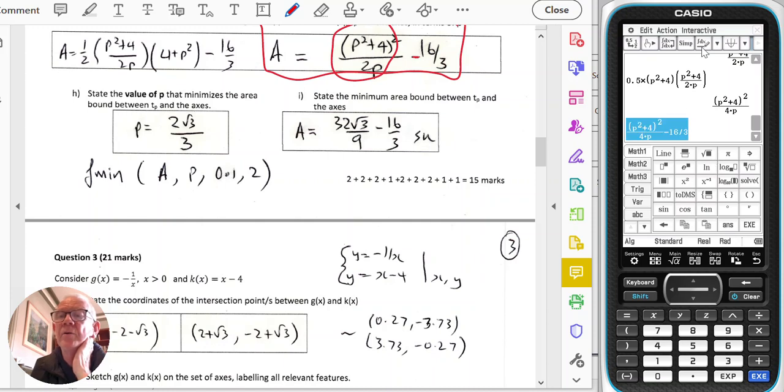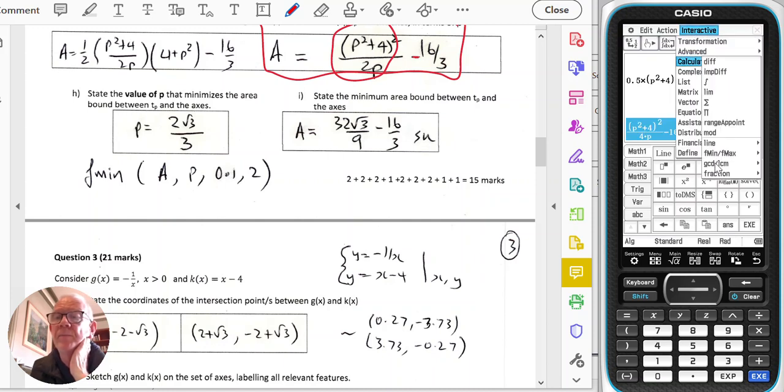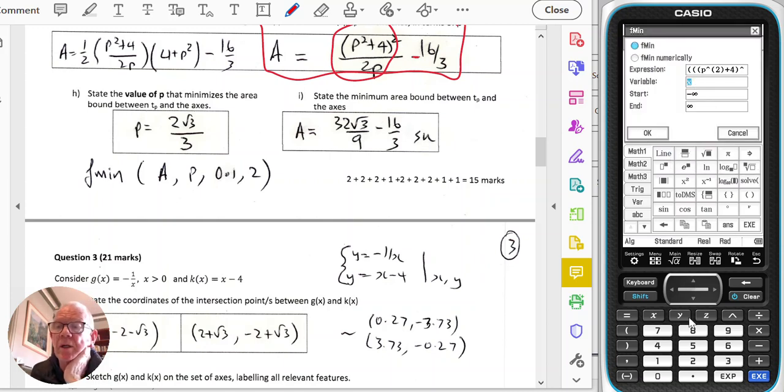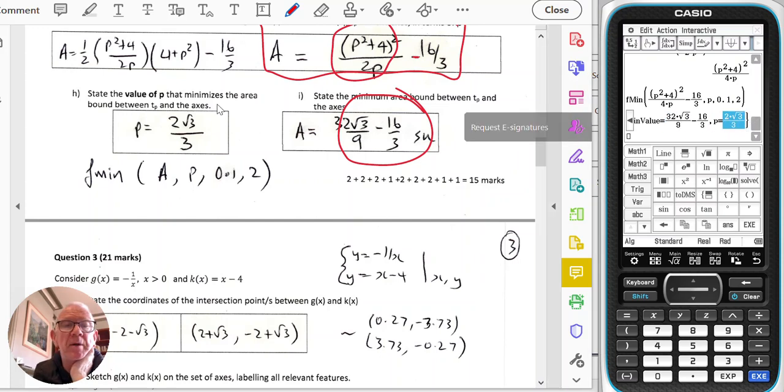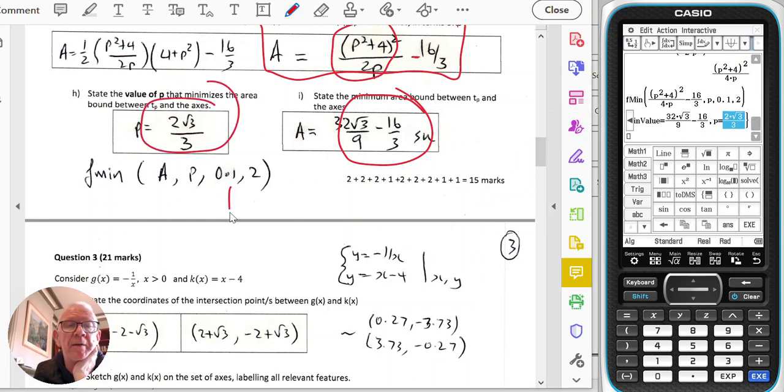And if I want to find the minimum, I'm going to take this expression and I'm minusing 16 on 3. And I would like to do interactive calculation, fMin, but my fMin will be about p, not about x. And my lowest value won't be 0, so I'm going to put 0.1. And my largest value is 2. And there is my minimum value, 32 root 3 on 9 minus 16 on 3. And that's at a p-value of 2 root 3 on 3. So I've had to make up a value bigger than 0 because 0 wasn't a value for p. Okay, so that's question 2.